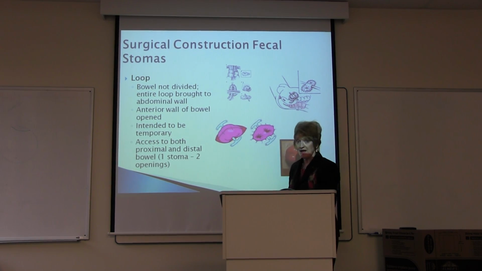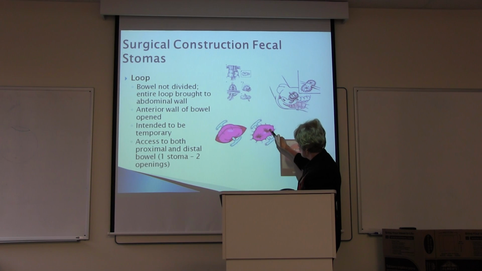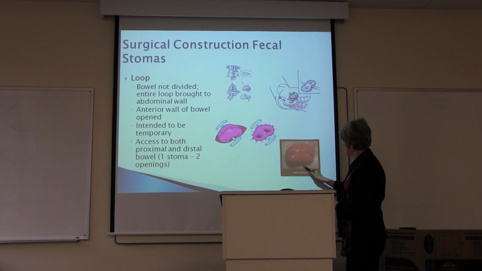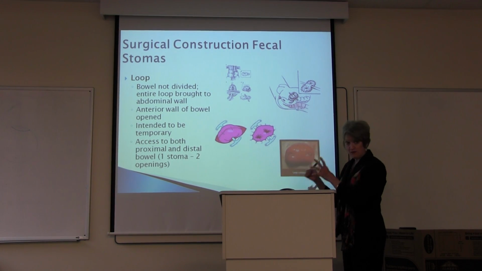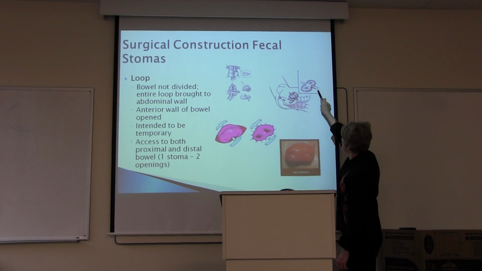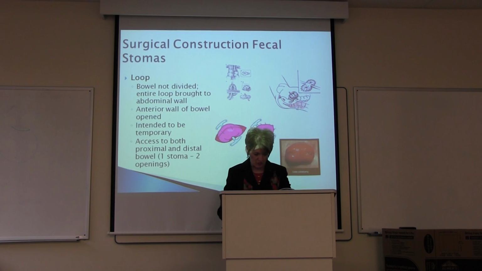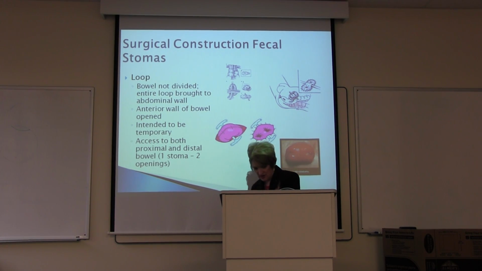When you do that, the back wall of the bowel, the front wall is open. The back wall pulls forward and creates separation between the proximal and the distal bowel. So you end up with one stoma to pouch, 2 openings. And you see that here and here. And I wanted to show you, and then we'll talk more about it when you come on site as well.